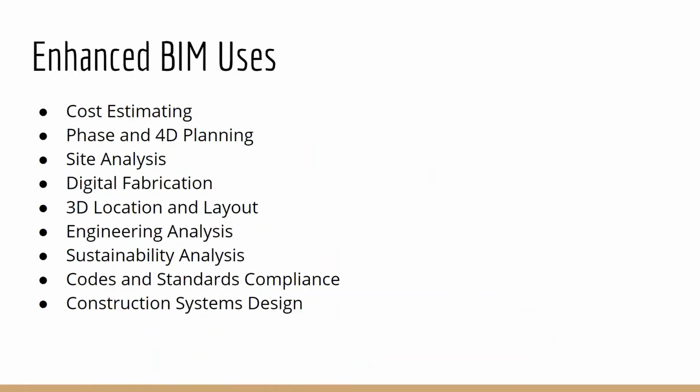Enhanced BIM uses include cost estimating, phase and 4D planning, site analysis, digital fabrication, 3D location and layout, engineering analysis, sustainability analysis, codes and standards compliance, and construction systems design. These are all more specific ways that you can use BIM. These will all be put in subcategories under the main categories that were described in the previous slide.